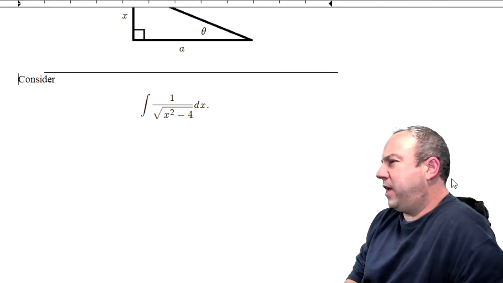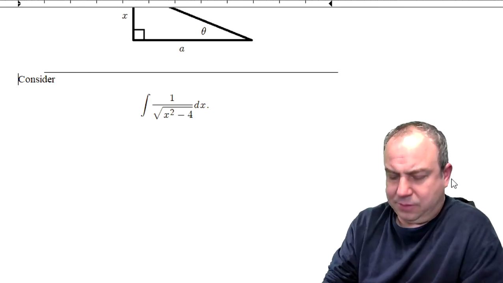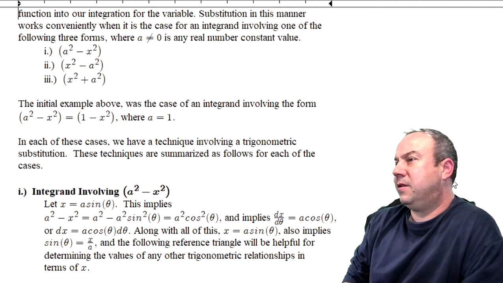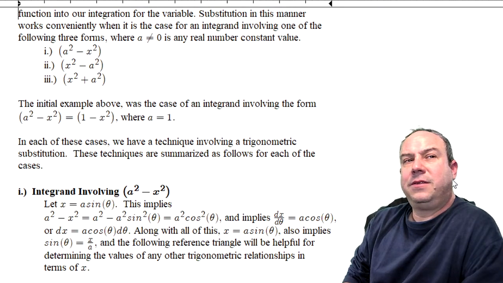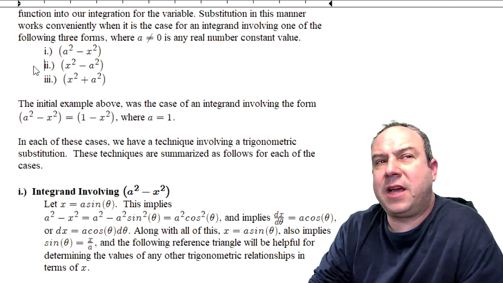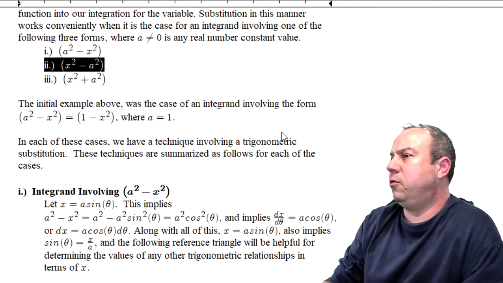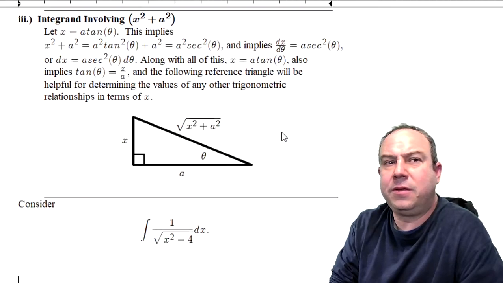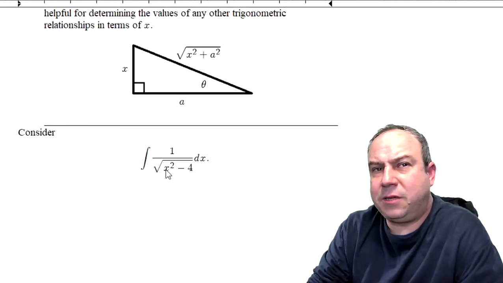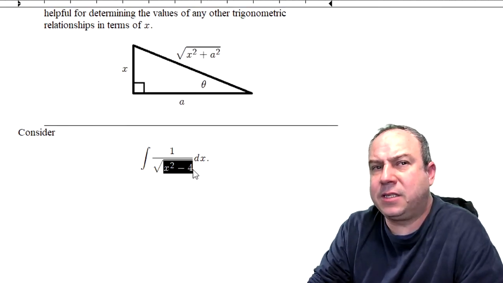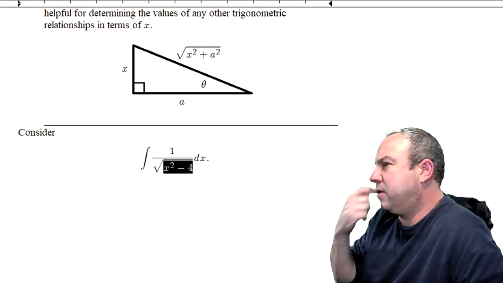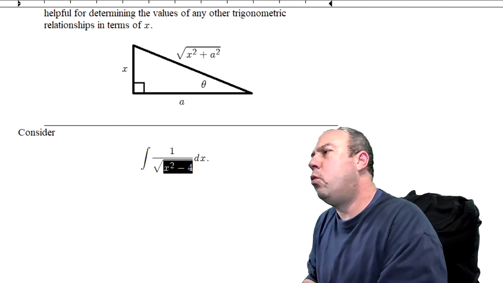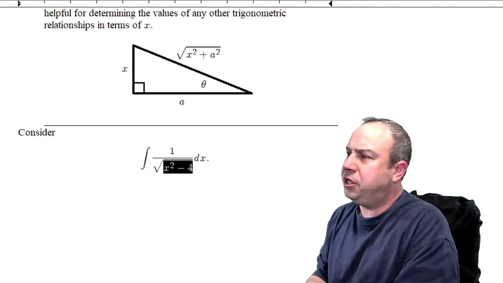What case does that match? If we go up to our cases, you should recognize that that fits into case number 2. You have an x squared minus an a squared form. That's seen right down here. X squared minus 4 in our denominator under that radical is an x squared minus an a squared form, where a is equal to 2.